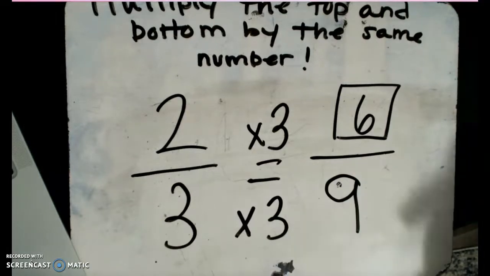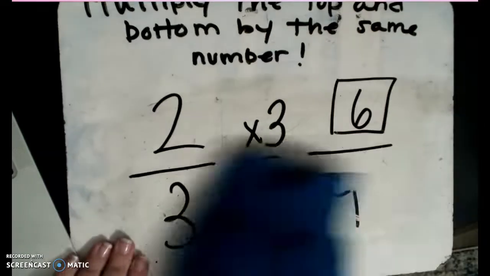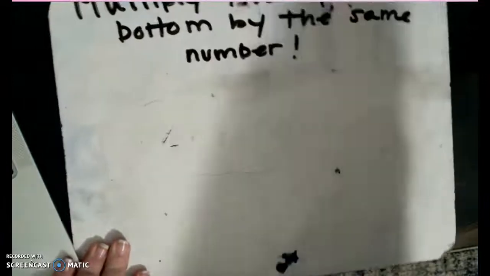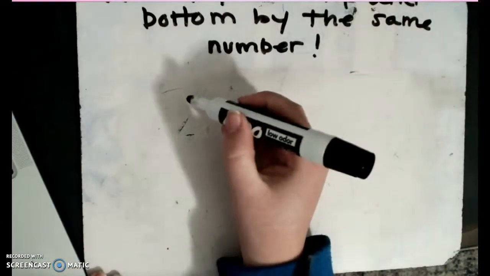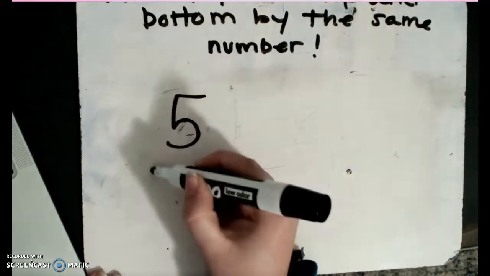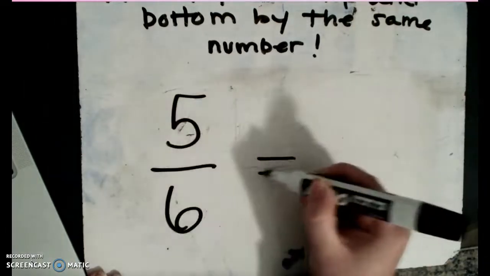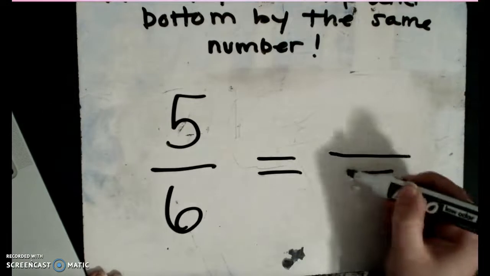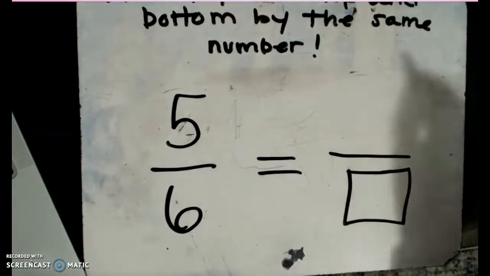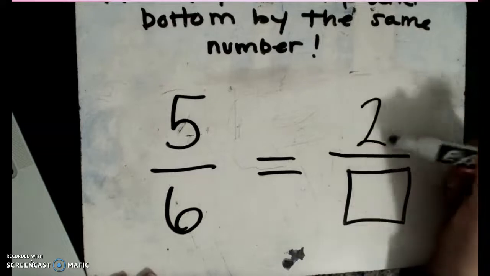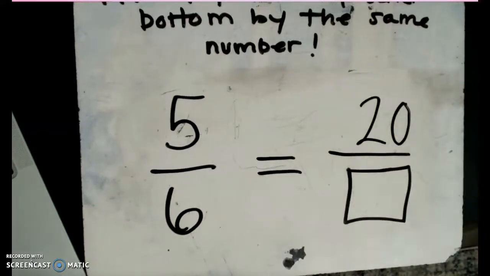The second type of problem that you're going to see on your sheet is not a missing numerator, but a missing denominator. So let me show you one of those. So let's say 5/6 equals, and I know it's going to be a missing denominator, so let me put my box on the bottom. And I am going to say 20.